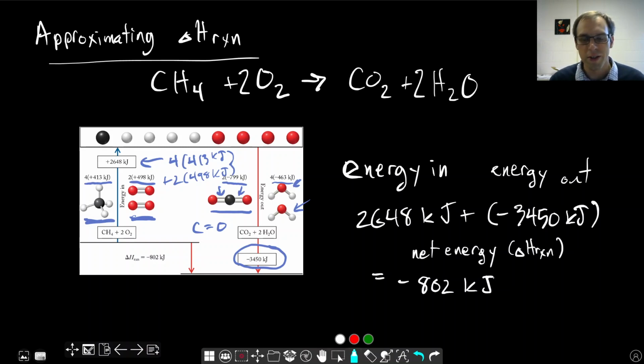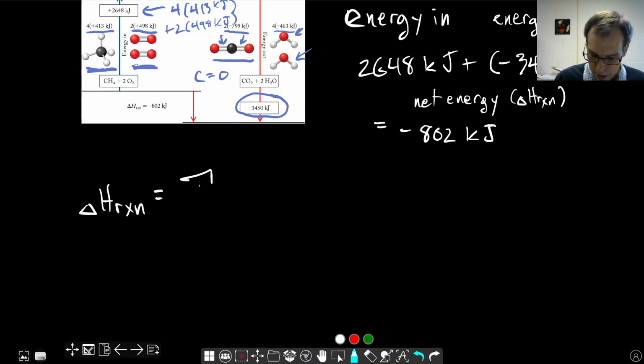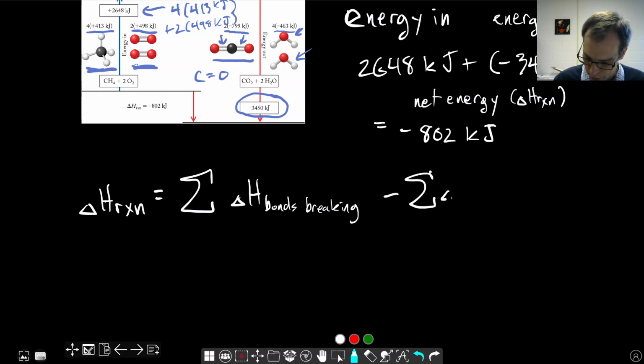So we can do this with other reactions as well. We'll get some practice with this in class, but this is the basic premise of this idea. We can write this up in an equation, just so you have that as well: the enthalpy of reaction, again approximated using these bond energies, is the sum of the bond energies for bonds breaking, minus the sum of the enthalpy for all the bonds forming.